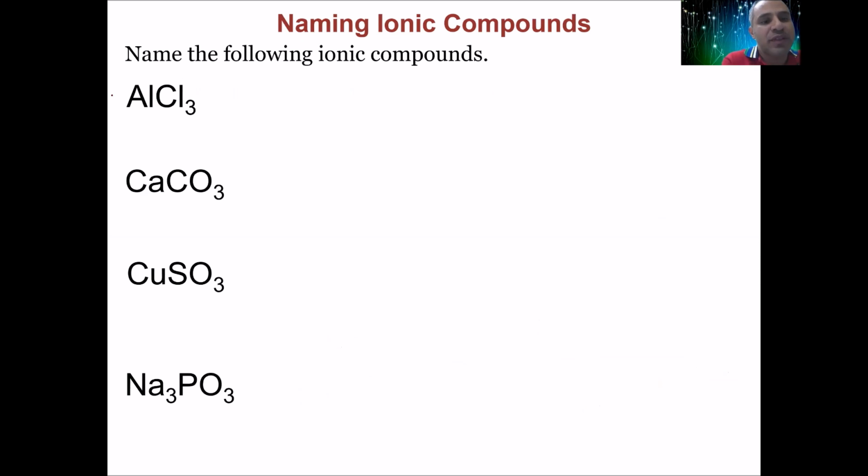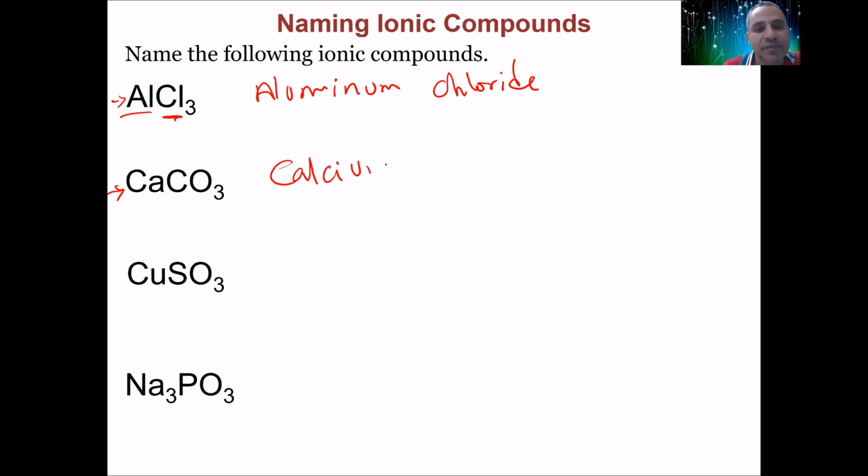So the first compound is the simple compound, type 1 ionic compound, which is composed of a cation of aluminum. And as we said, we start the name of the compound with the name of the cation, so it's aluminum, followed by the name of the anion with IDE at the end, so it's chloride. We start the name with the name of the cation, so it's calcium, followed by the anion, which is carbonate.